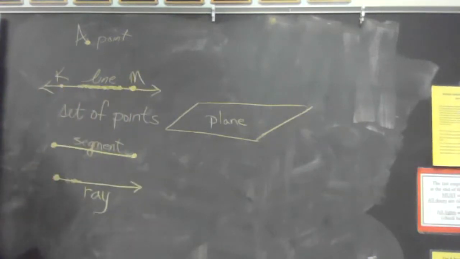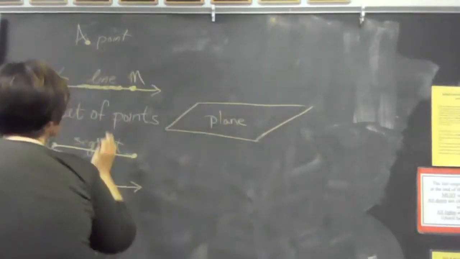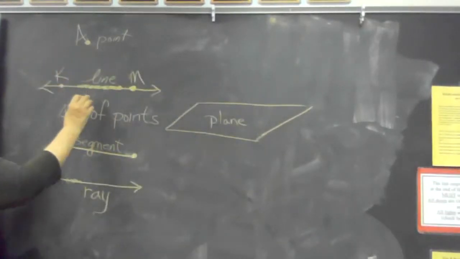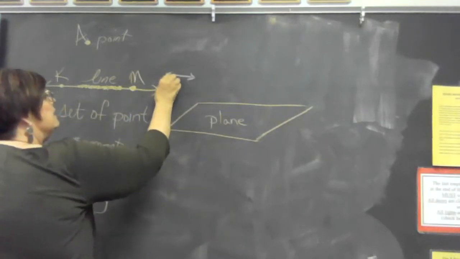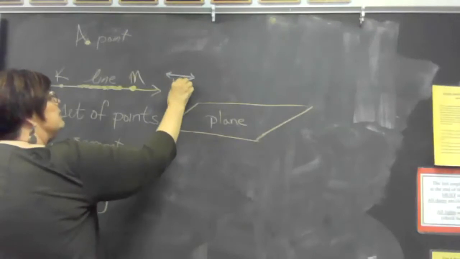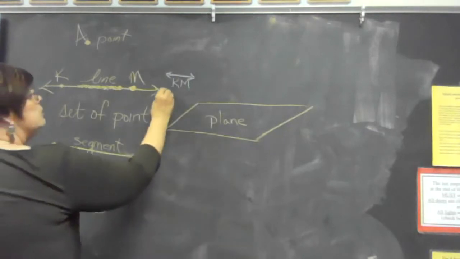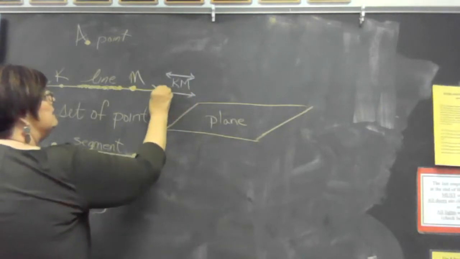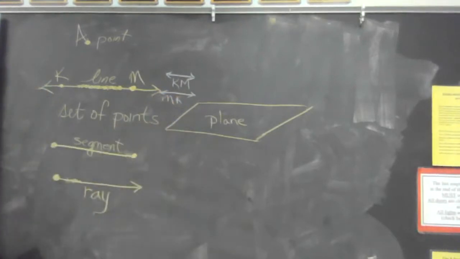So the way that you write this, if you want to name this line, then you're going to call it line KM. That's how we indicate what it is. You can also call it line MK. It'll be the same thing. All right? And the same thing is true of a segment.